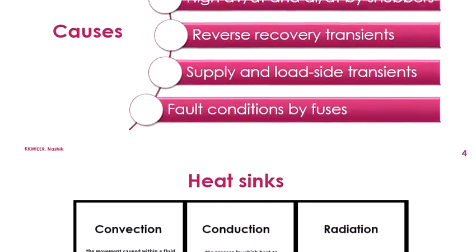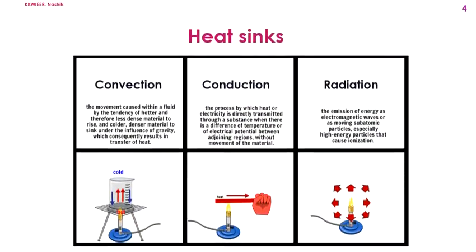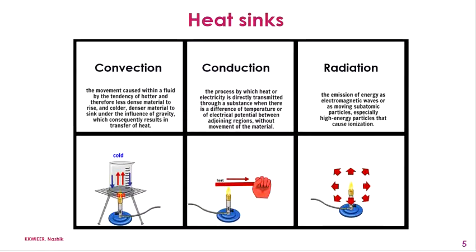So as we know, power losses in semiconductor devices appear in the form of heat. The accumulation of heat energy increases the temperature of the internal structure of a device. This heat must be removed from the body of the device by transferring it to the ambient environment. Heat transfer takes place in the following three ways: convection, conduction and radiation.